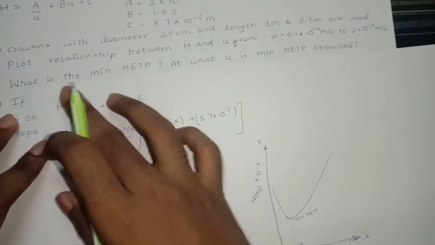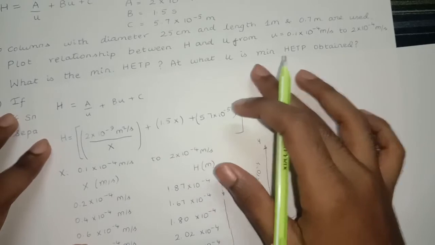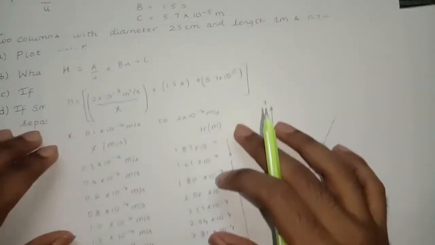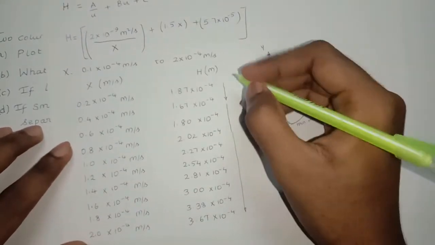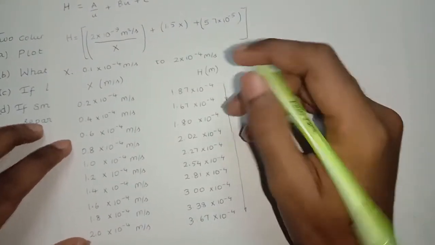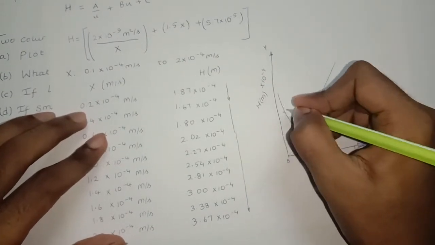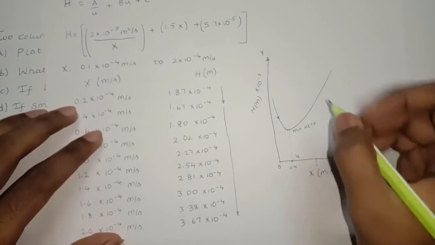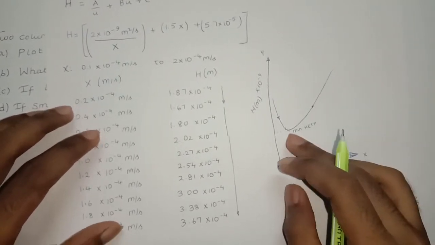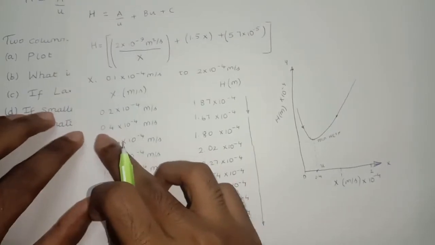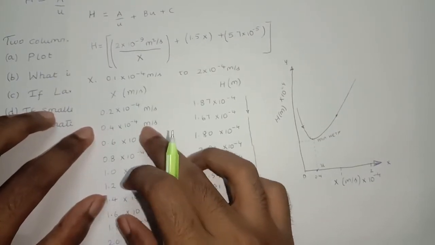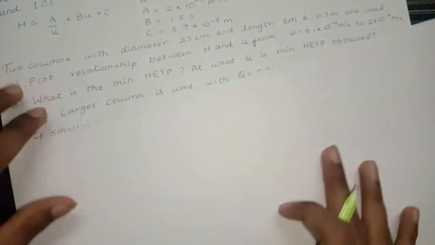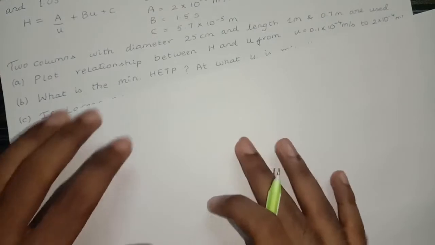So the second part is: what is the minimum HETP, and at what u is the minimum HETP obtained? From the data which we obtained through an iterative process, we can see there is a decrease. So we'll go here and we'll reach a minimum. Say this could be the minimum HETP, and then it will increase. So this is the minimum value. Visually we can see it comes near 0.4 into 10 raised to the power negative 4. So we will solve by analytical methods. So how do we get the minimum HETP?